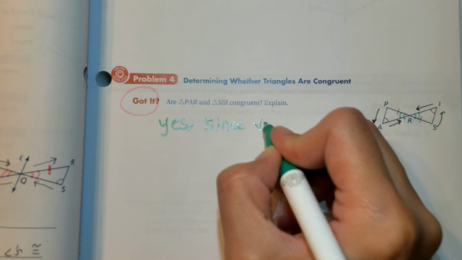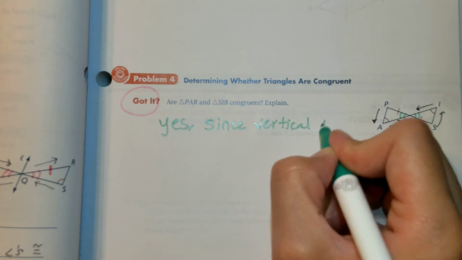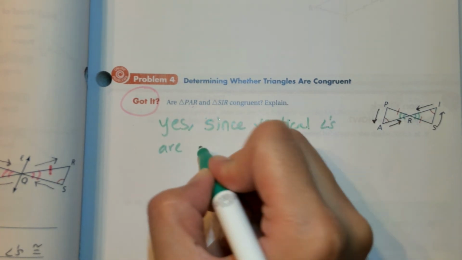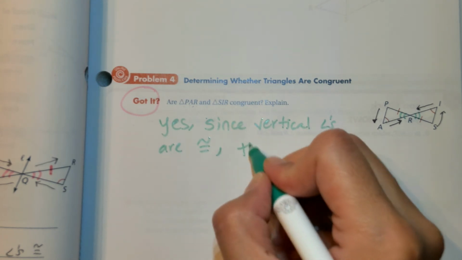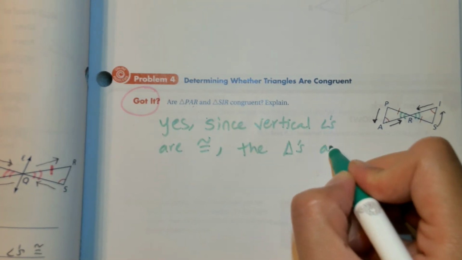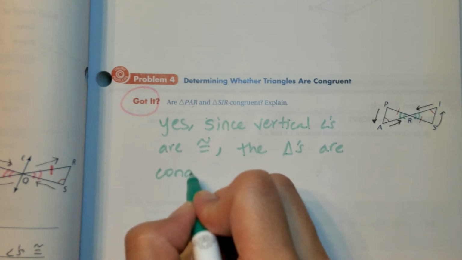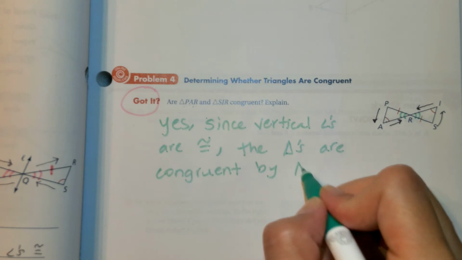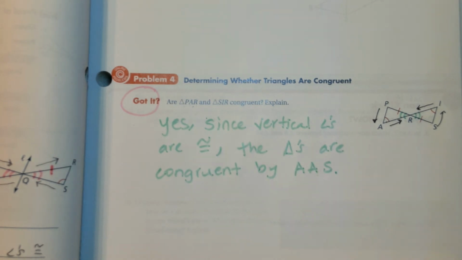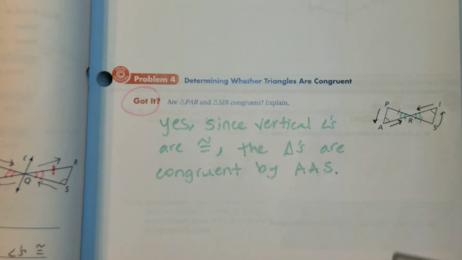since vertical angles are congruent, the triangles are congruent by angle, angle, side, AAS. If we didn't have vertical angles, then we would have to say no. But since I looked at it and I could tell, oh, vertical angles are congruent, we can mark it, and then it's angle, angle, side.